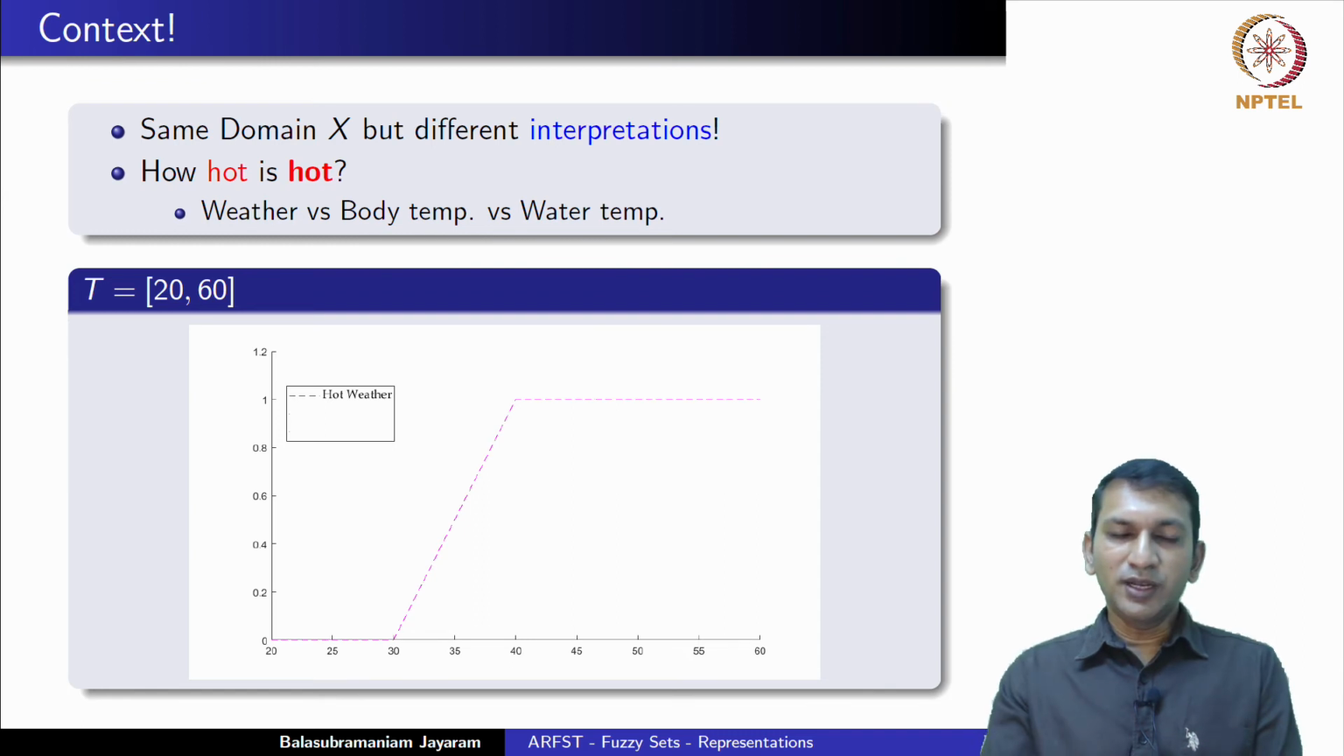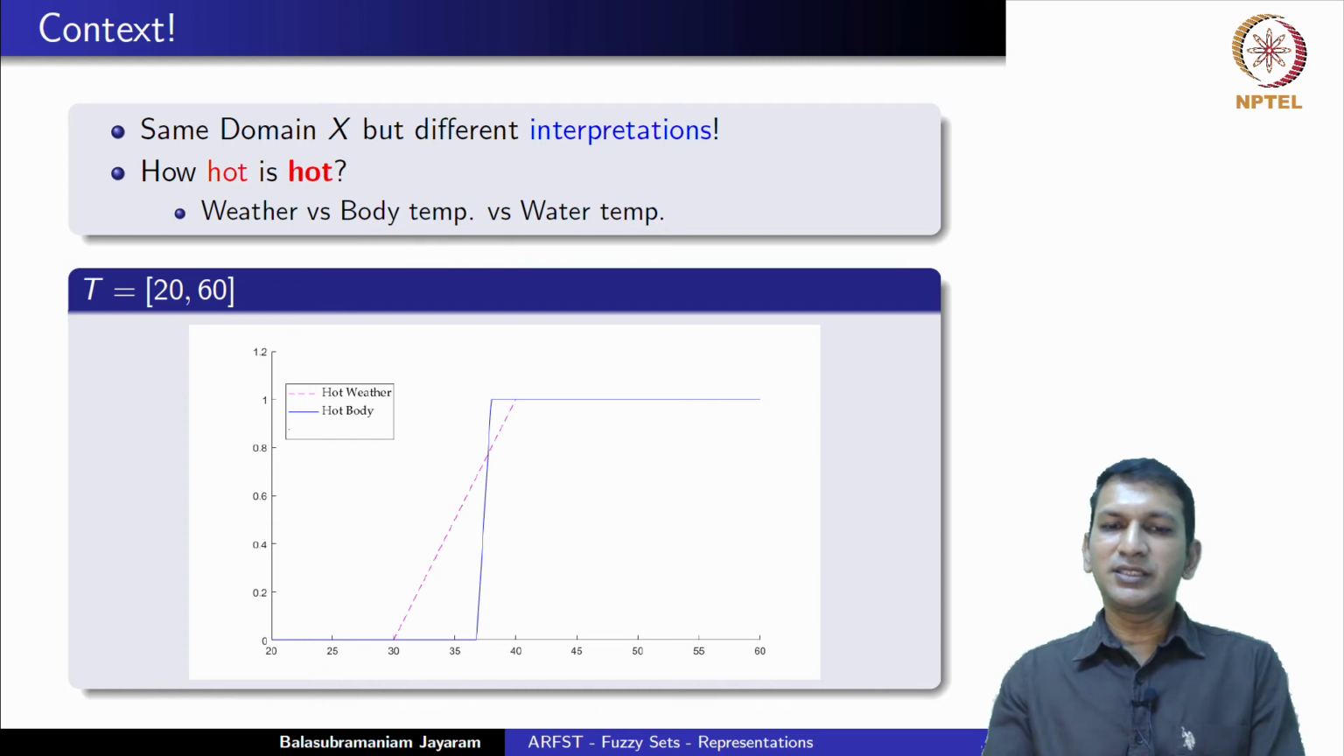However, if you are looking at body temperature, normally we say 98.4 degree Fahrenheit is the normal temperature. When you convert it to centigrade, it is around 36.8 or 36.9. Now we feel that anything above 100 degree Fahrenheit is already hot, the body is hot, which translates to something like 39.7. So if you were to plot this, this is how the corresponding fuzzy set would look. So for a body temperature to be hot, this is the fuzzy set representation that you might come up with.